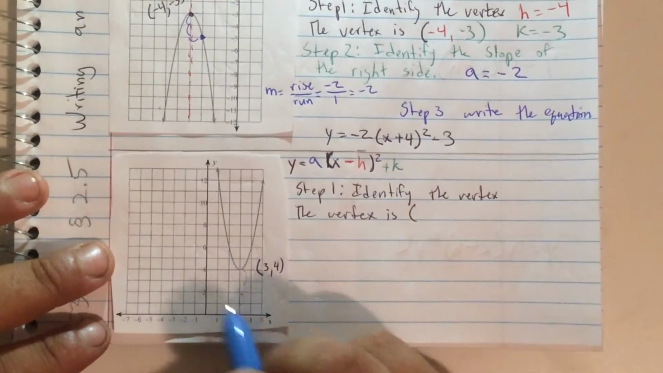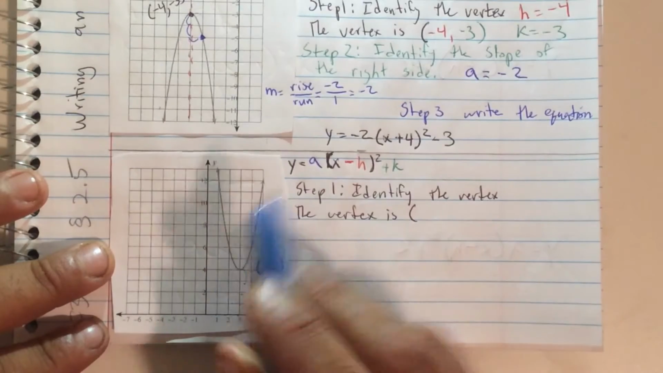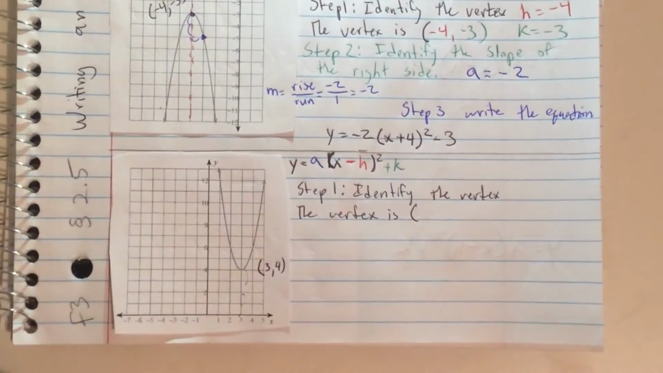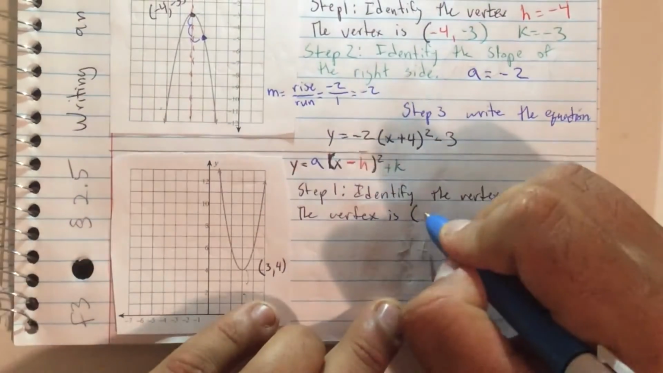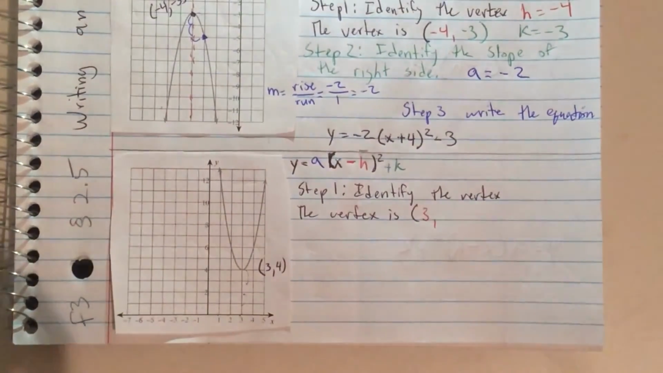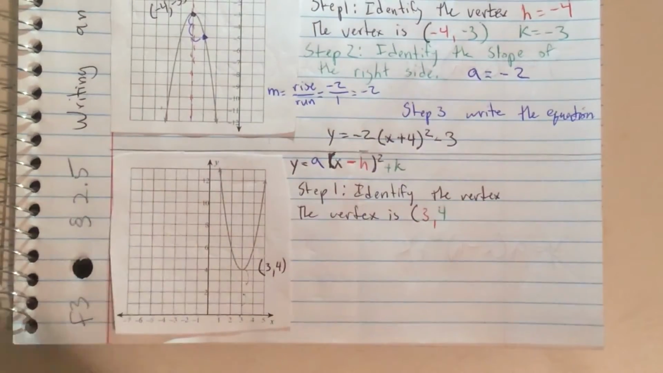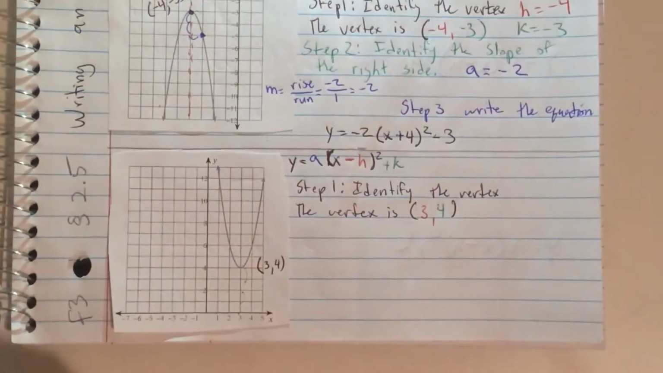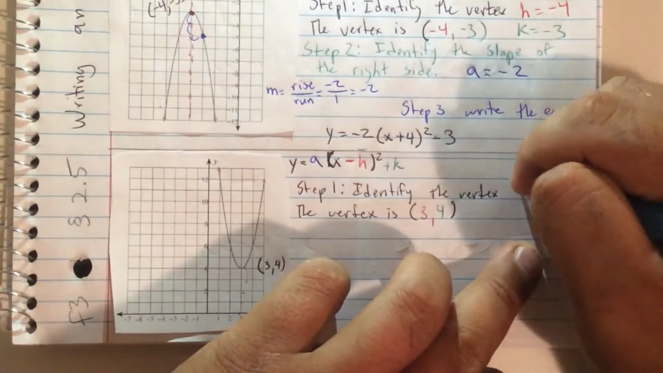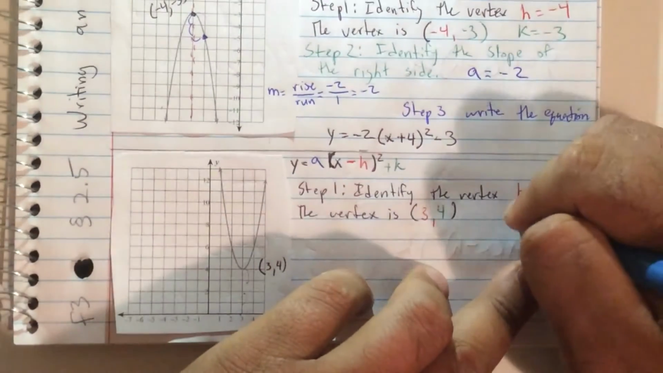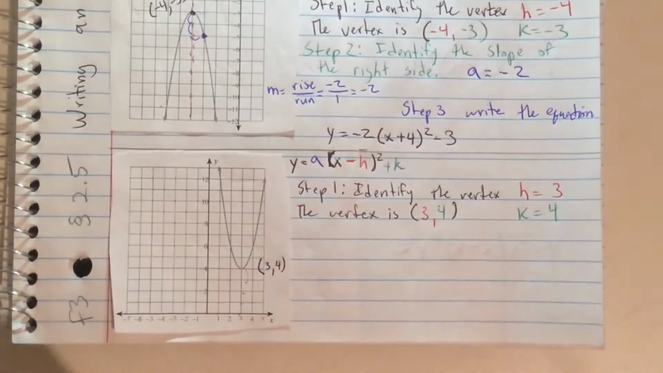And this is both positive, right? Because we're in quadrant 1, and in quadrant 1, both x and y are positive. So this is going to be at 3, comma 4, close parentheses. So that means our h is going to be equal to 3, and our k is going to be equal to 4.